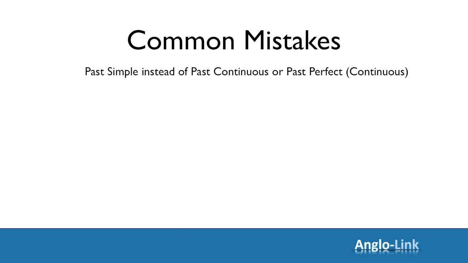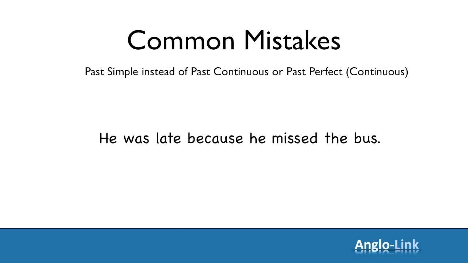Let's look at our third example. He was late because he missed the bus. Now here it's important that one action was completed before the other one. Which one happened first? That's right. He missed the bus first. So that should go into the past perfect tense. He was late because he had missed the bus.